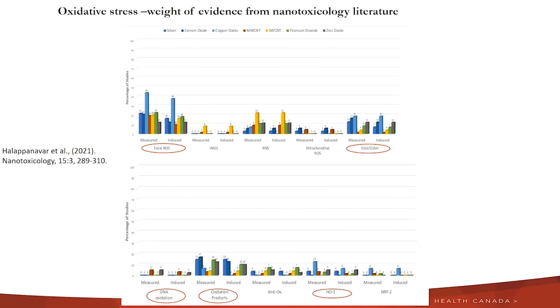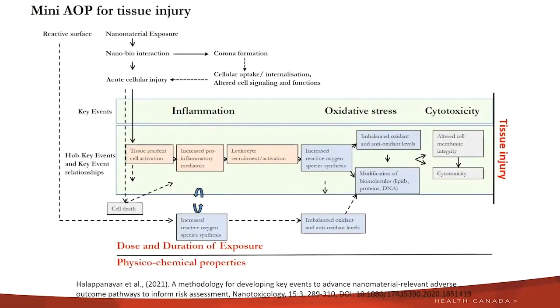So in the end, the outcome of the OECD WPM and AOP project was a mini AOP representing the mechanism of nano-induced tissue injury, and identification of cellular level measurements that would allow its prediction in vivo. So you can go into the details of this study and see how we went about doing this.